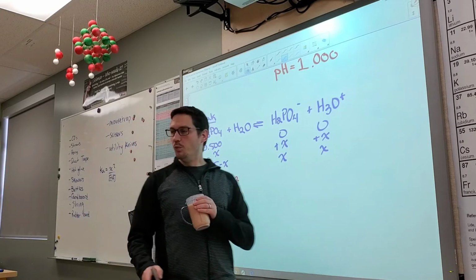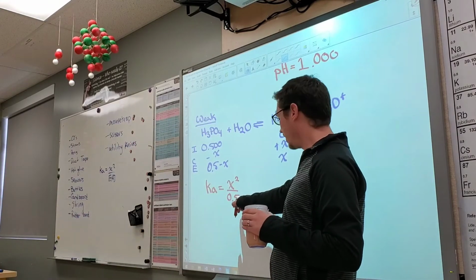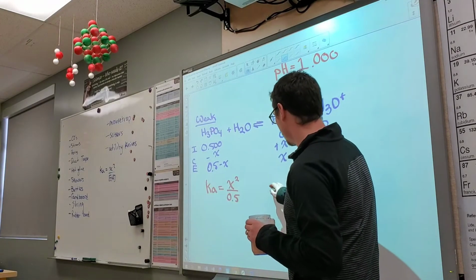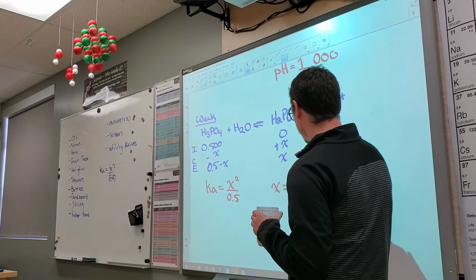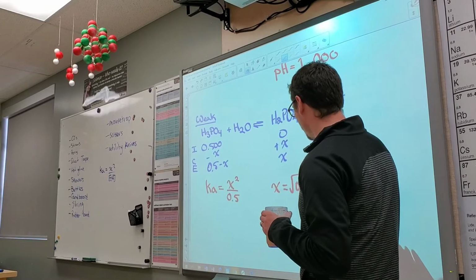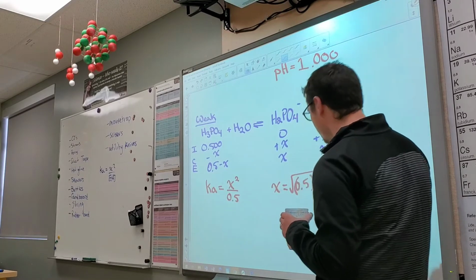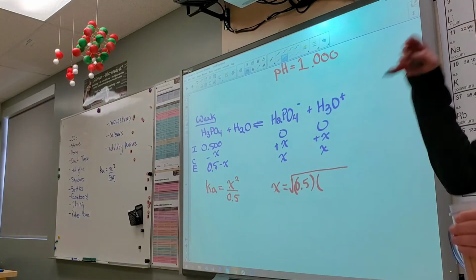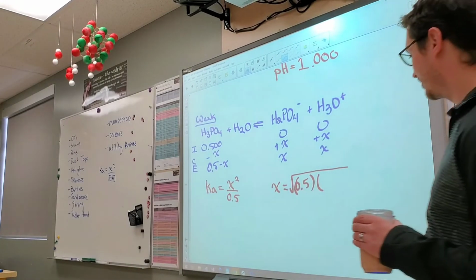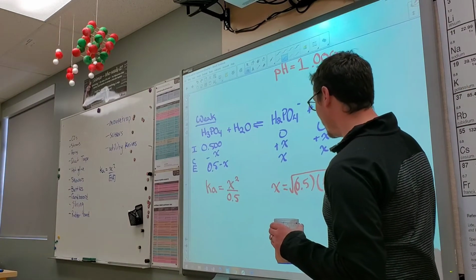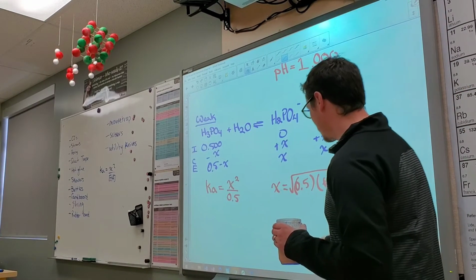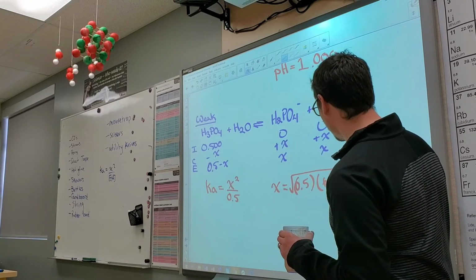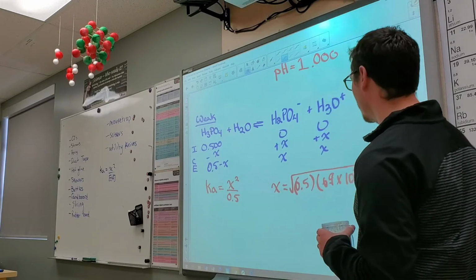So, when we rearrange this formula, right? Times by 0.5 and then square root. X equals the square root of 0.5 times whatever the Ka of phosphoric acid is. What's the Ka of phosphoric acid? 6.9 times 10 to the negative 3. Yes. There we go.